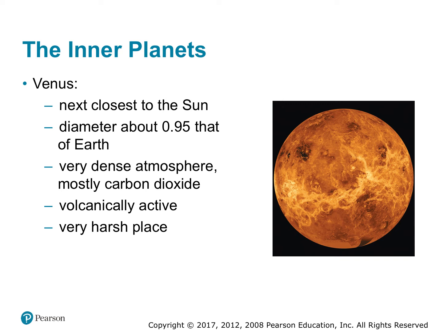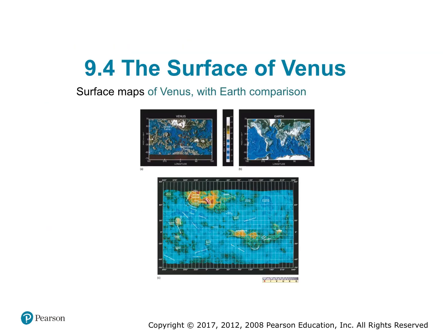What a lot of people think of as hell is pretty close to the surface of Venus. It's not a good vacation spot. Now, here we see a slide showing Venus and, compared to the Earth, its geological features. Venus has two main continents: Aphrodite Terra and Ishtar Terra. Aphrodite and Ishtar are different mythological goddesses of love. And Venus, of course, was named for the Roman goddess of love.